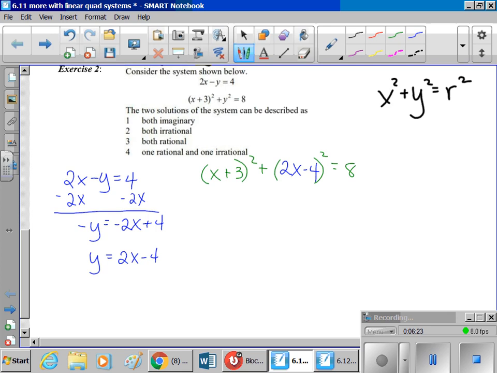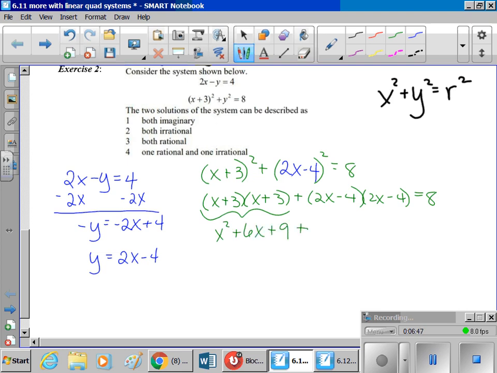So let's not skip steps here. So x plus 3 squared is x plus 3 times x plus 3, plus 2x minus 4 squared is 2x minus 4 times 2x minus 4, equals 8. So let's expand all this out. I'm going to do this piece here, which becomes x squared plus 6x plus 9, plus, now I'm going to do this piece right here, and I'm just going to use FOIL and multiply it out, which gives me 4x squared minus 16x plus 16 equals 8.